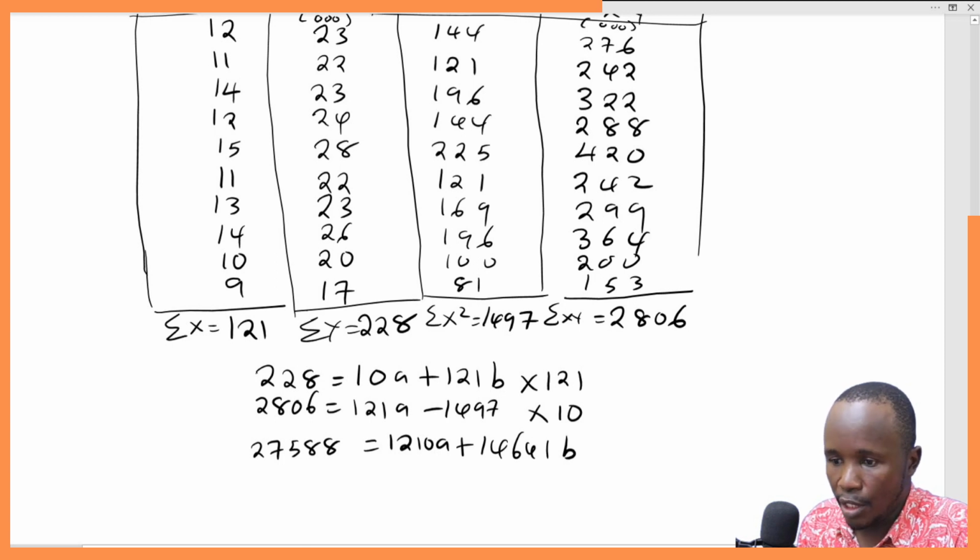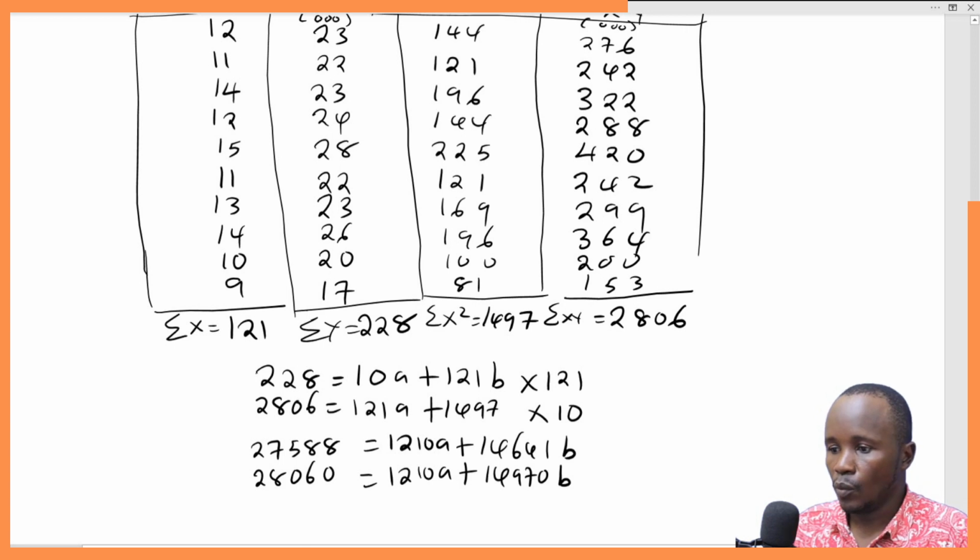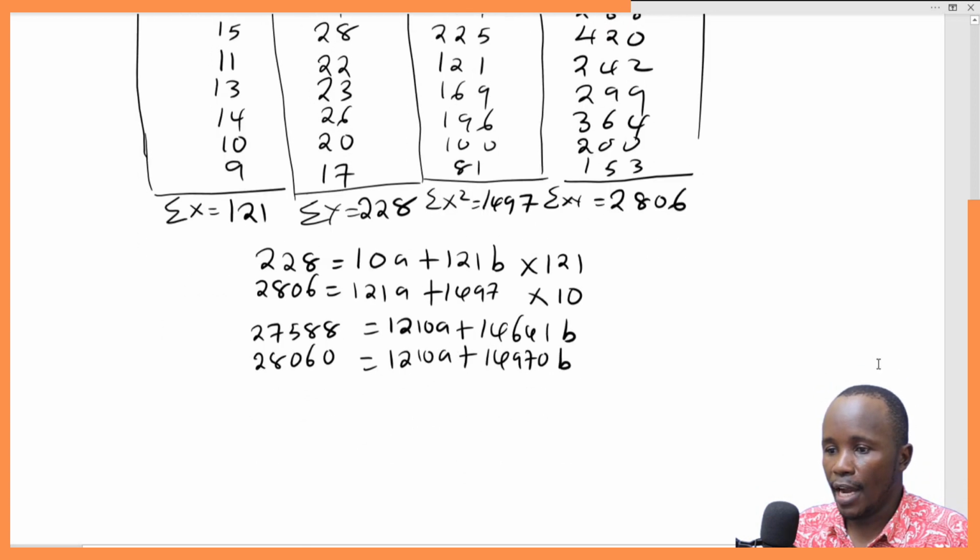Next, this will be 28060 is equal to 1210a plus 14970b. I hope we are together up to that point.